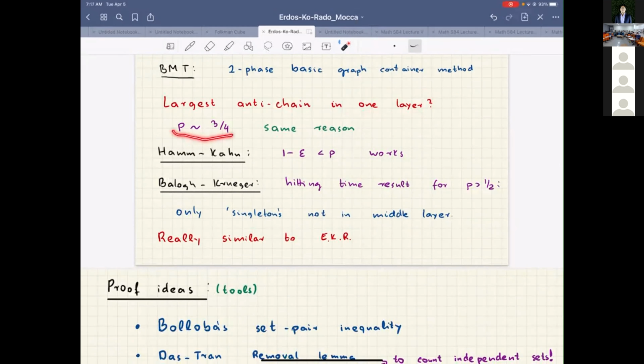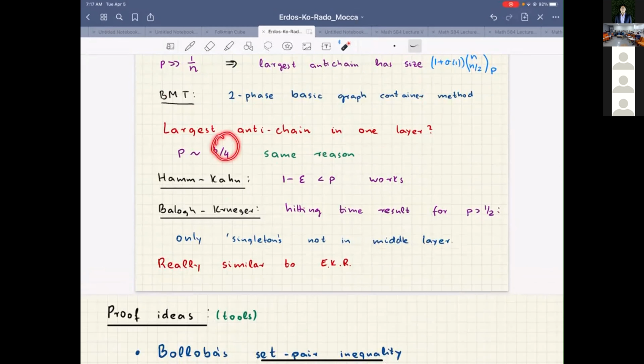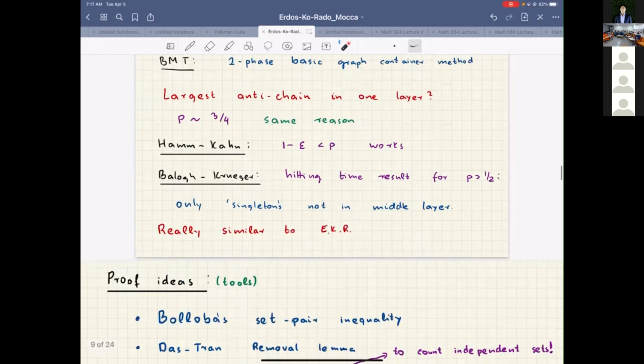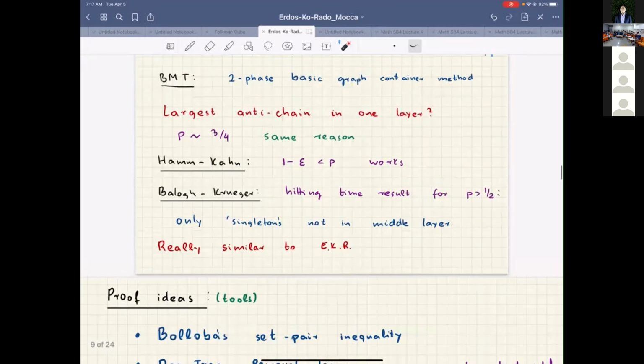And here again, when p is about 3/4, then by the same reasons we have the transition. When p is less than 3/4, then we can take one layer, keep all the random elements, and perturb it with sets which are just above it. If we look at it in this form, then it's getting very similar to the previous theorems. And indeed, Ham and Kahn are just running the same proof that they had for the Erdős–Ko–Rado, showing that if p is larger than 1 minus epsilon, then the largest anti-chain is in one layer.